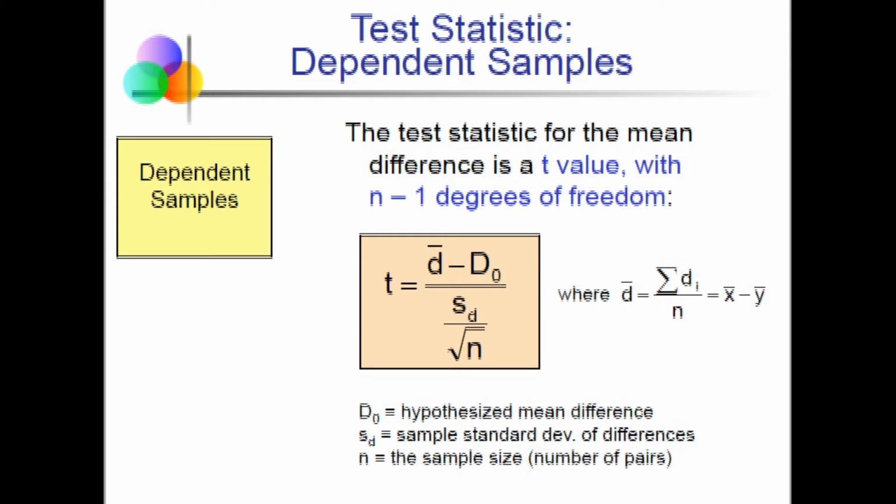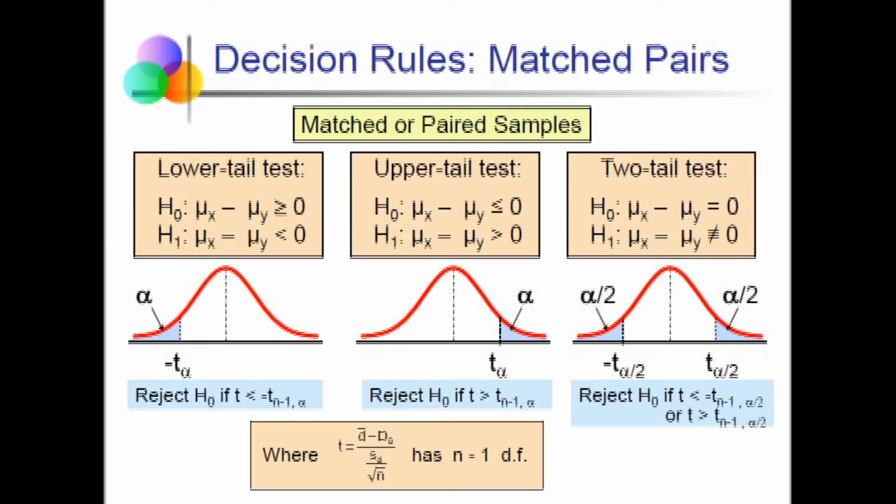The areas of rejection for a lower tail are the areas that are less than minus t alpha. For an upper tail, the areas that are greater than t alpha. And for a two-tailed test, these are the areas of rejection.